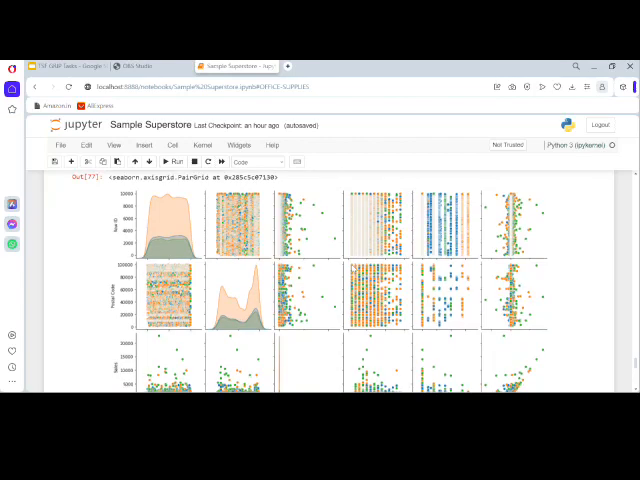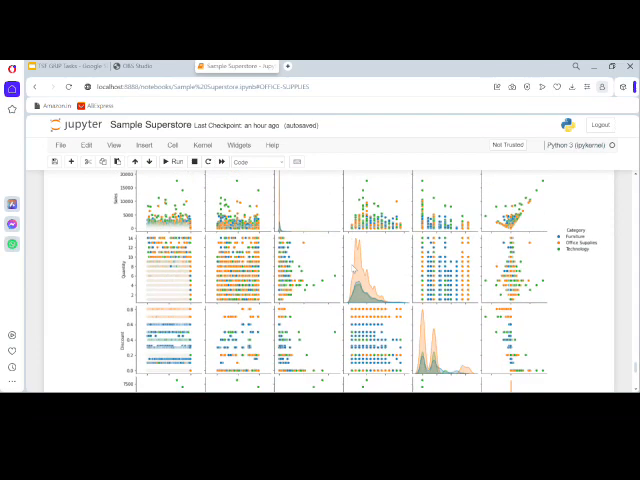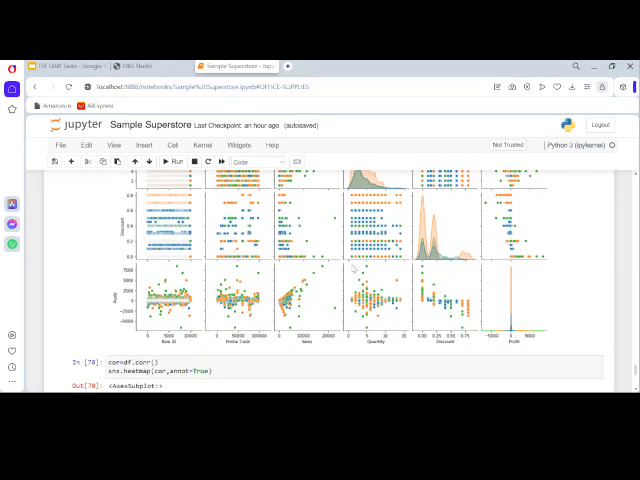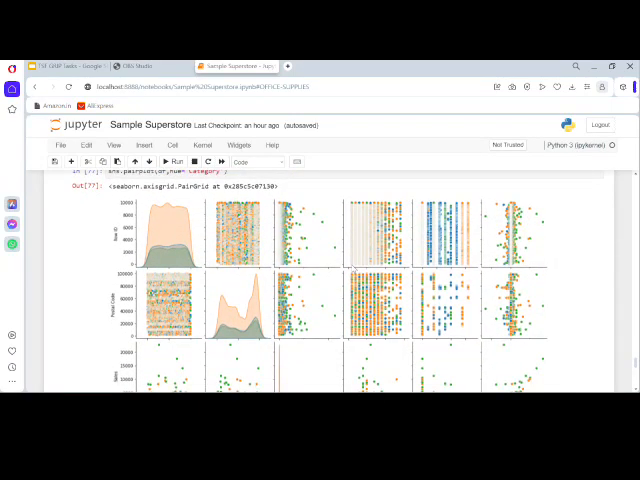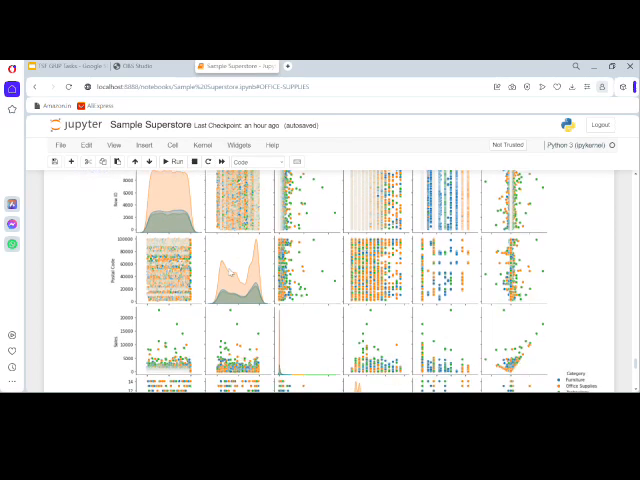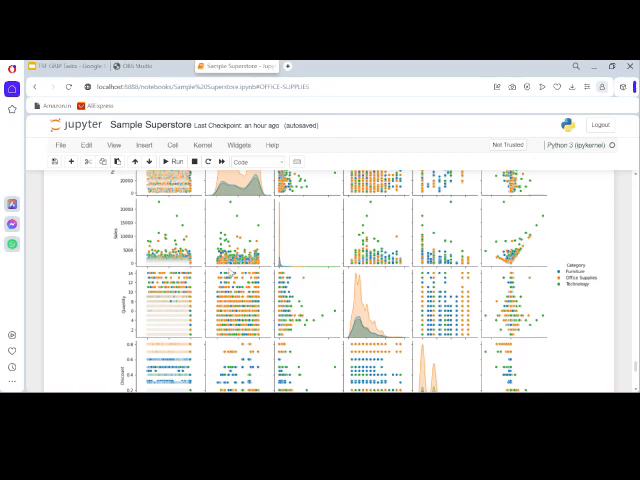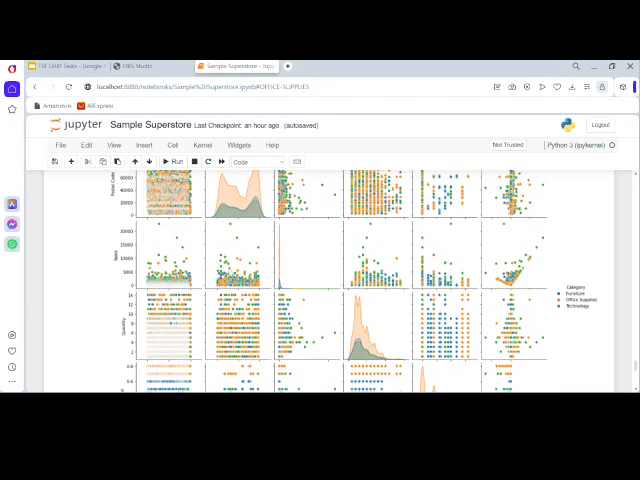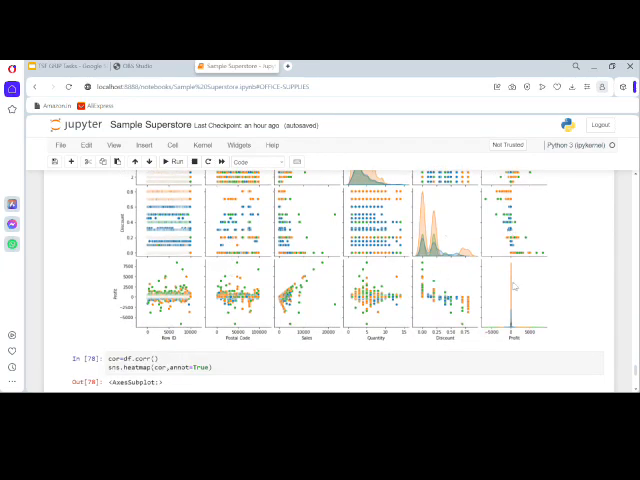Here it is a pair plot of all the columns with different categories of furniture, office supplies, and technology. We use the pair plot to find the correlation between each column with a particular column we want. Here we chose category. So we can ignore the row ID, it is not important in our scenario. We can see various distributions and the scatter plots.